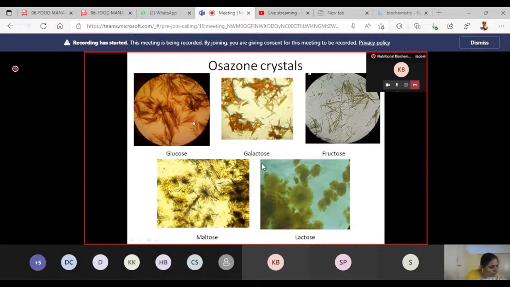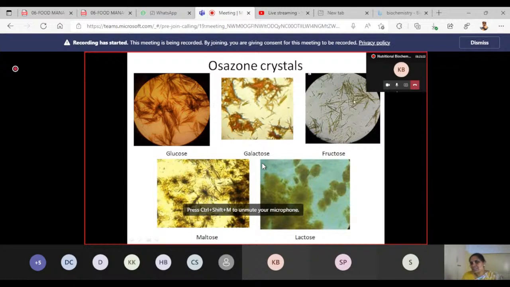Okay, so when it is a broomstick shaped crystal, you can identify it as glucose. When it is needle like structure like this, you can say it is fructose. And when you get rhombus shaped crystals, you say it is galactose. When you get a ball like structure, you say it is lactose. When you get sunflower shaped crystals, we say it is maltose.